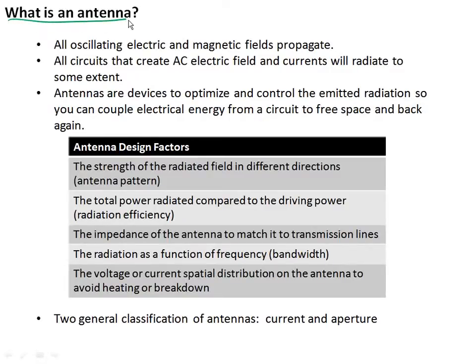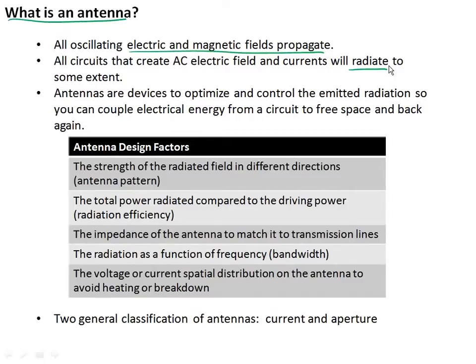We've learned in our section on time-dependent electric and magnetic fields that all oscillating electric and magnetic fields propagate. They essentially create the other version of themselves. Current creates a magnetic field, which if it's oscillating will create an electric field, and in turn a magnetic field, and so on. And so at some level, all circuits that create AC electric fields and currents are going to radiate. And by radiate we mean create fields that couple energy away from the circuit and into space.